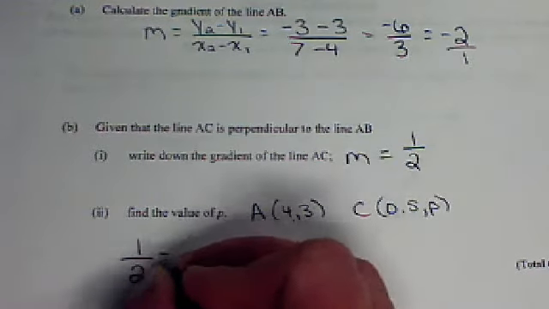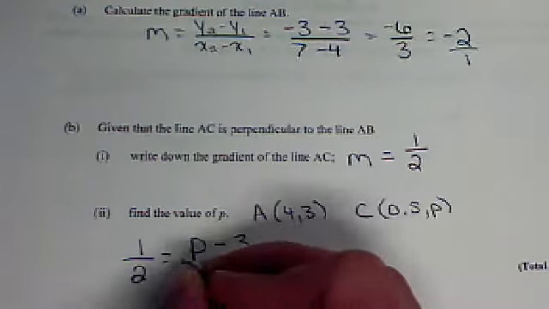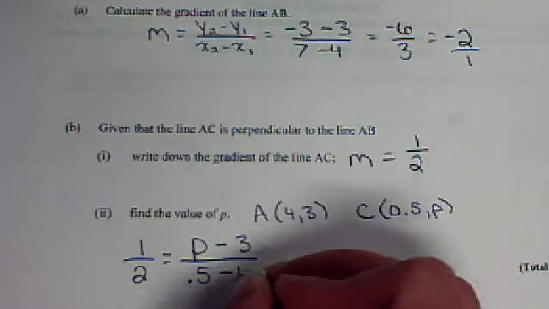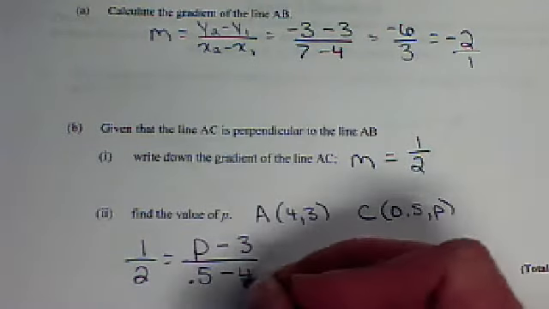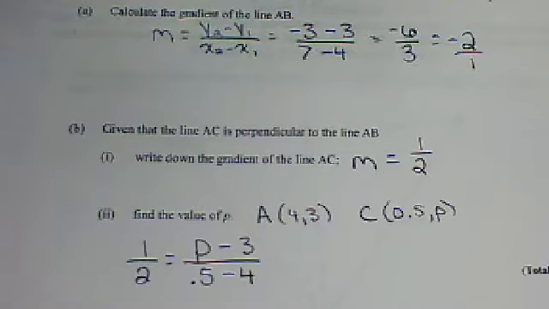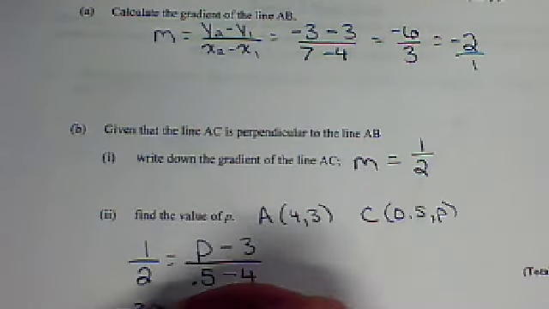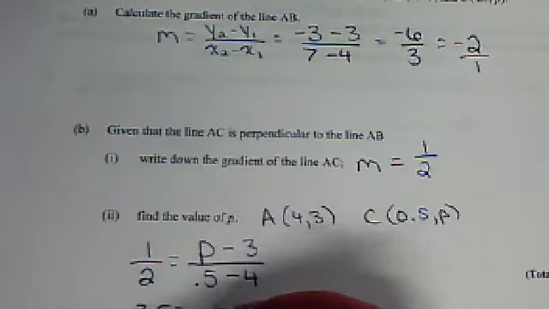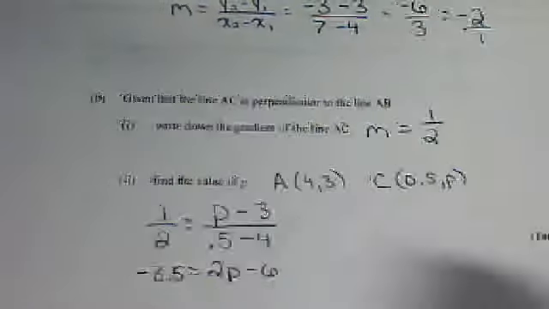The slope would be the difference in the y's over the difference of your x's. And we could just cross multiply. 1 times 0.5 minus 4, and I'm going to go ahead and find out what 0.5 minus 4 is. That's negative 3.5. When I cross multiply this way, 2 times P minus 3, that would give me 2P minus 2 times 3, which is 6.